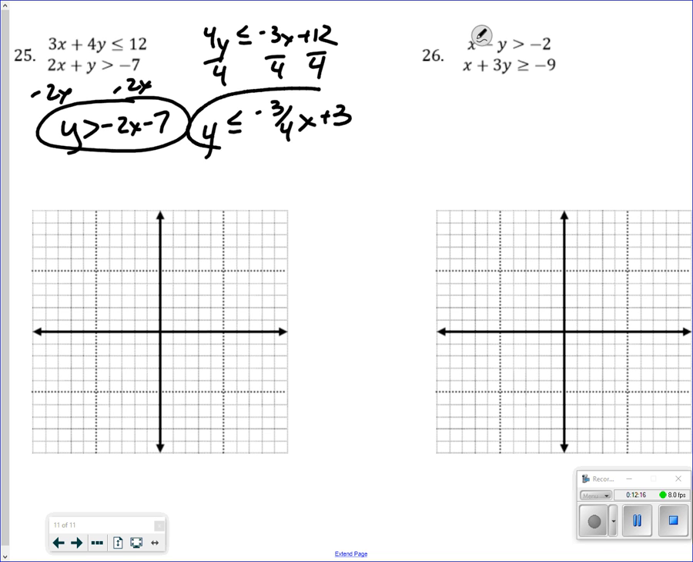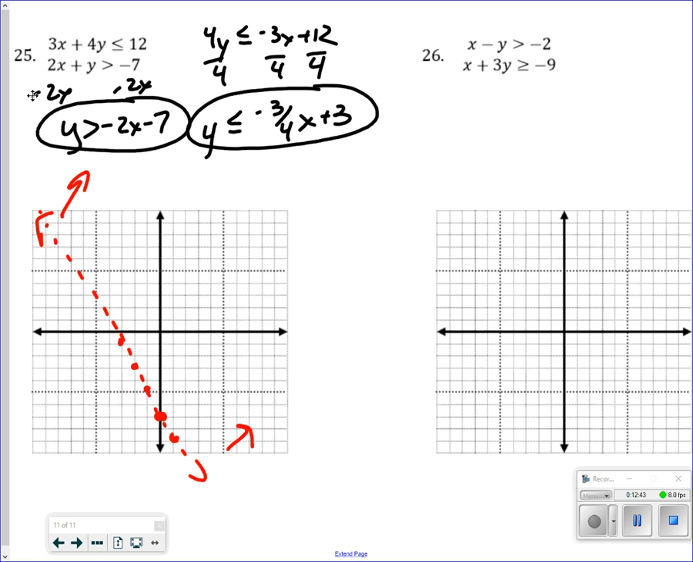And so I'm going to graph this one. First one, -7 is the y-intercept. So (0, -7) with a slope of -2. So I go down 2 to the right 1. I feel like we've had a lot of slopes of -2 on this worksheet. All right, dashed and shaded above.